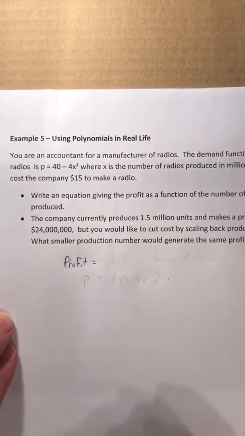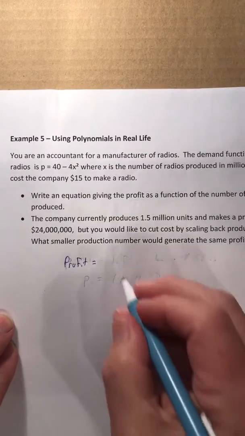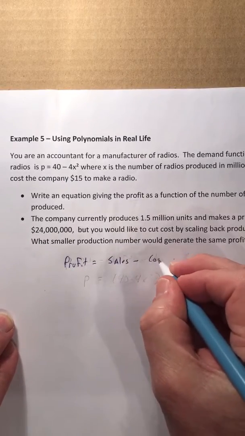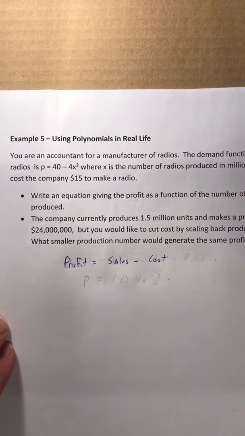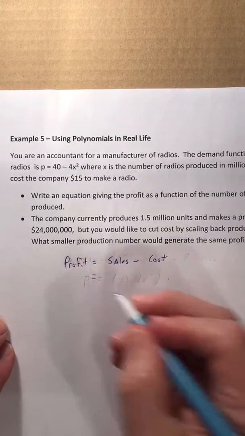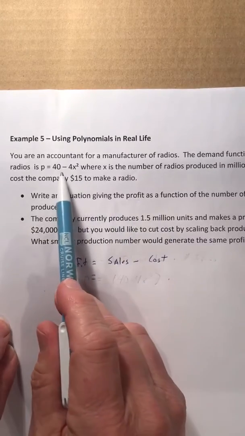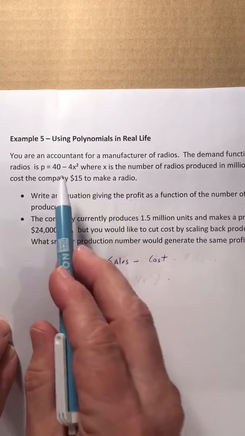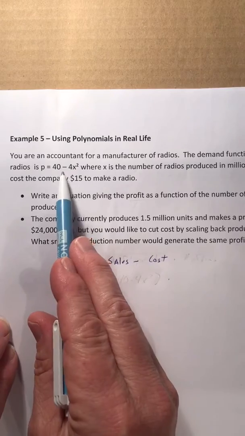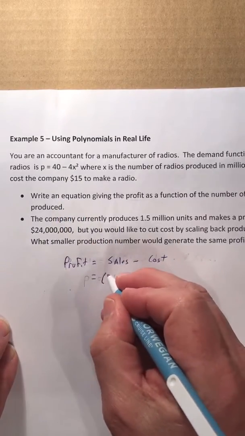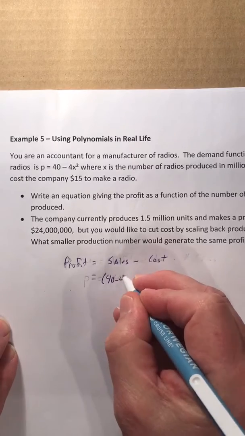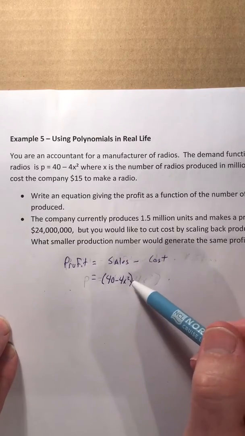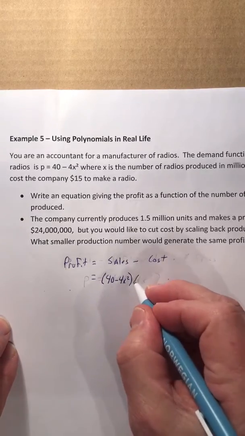And this is for anything. Alright, so your profit is how much money you make in sales minus your cost. Okay, now for this problem, our sales are going to be that 40 minus 4x squared. That is the price that we're going to be able to charge. So it's going to be 40 minus 4x squared is the price, and then that's going to be times the number of items we sell, which is x.